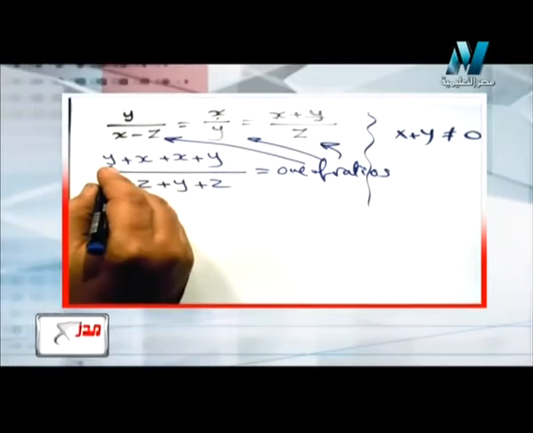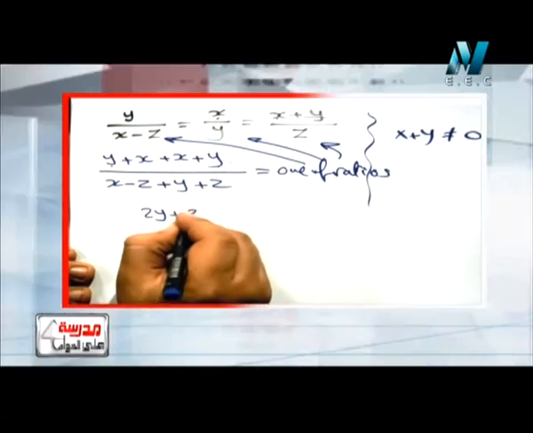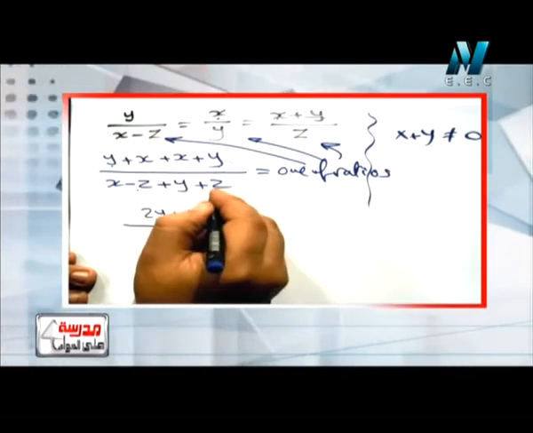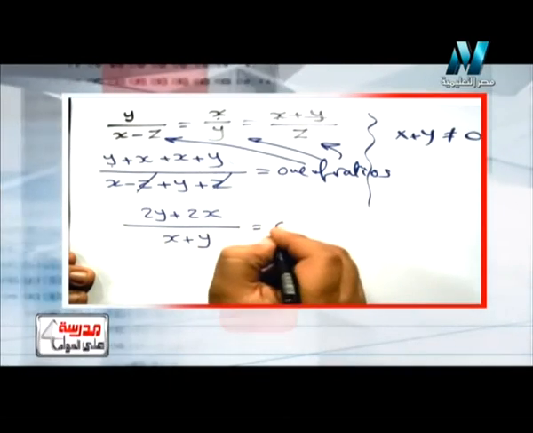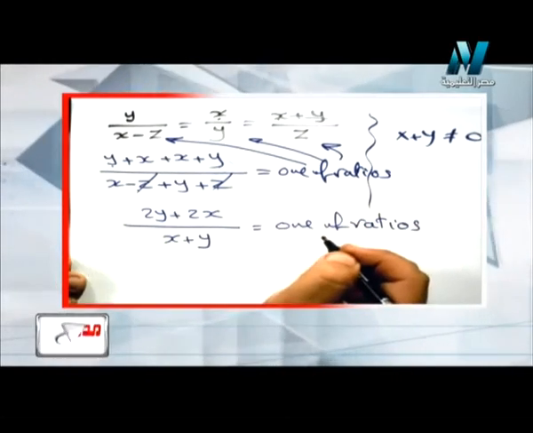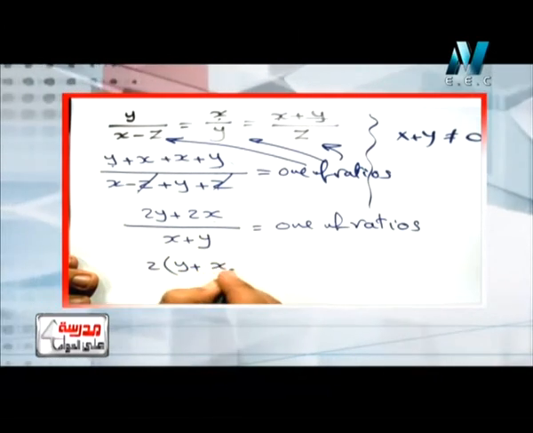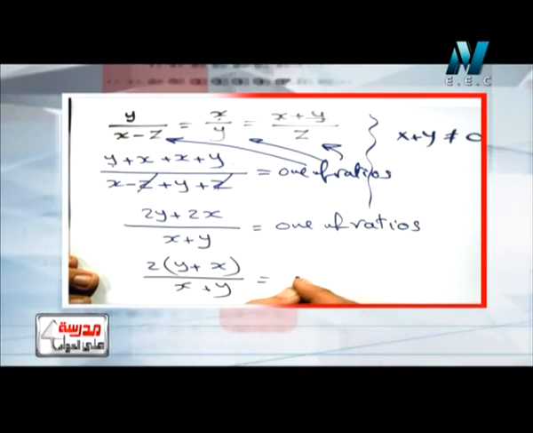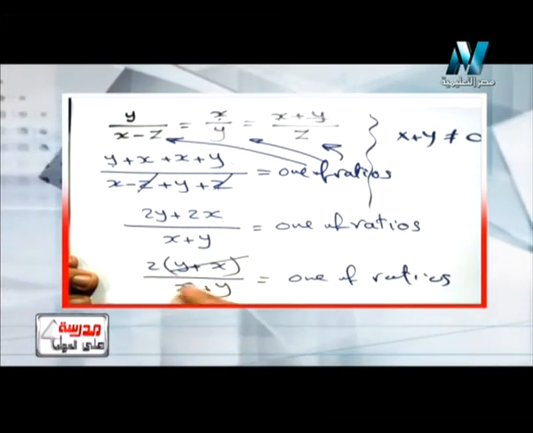So we have x, y plus y, we have double y, plus x, we have double x, over, and here negative z plus z, they vanish together, so we have down x plus y. And this again equals one of the ratios, as this is a very important property, we said it before. Now let's have a common factor up, so 2 times y plus x over x plus y, and this equals one of the ratios. Let's simplify.